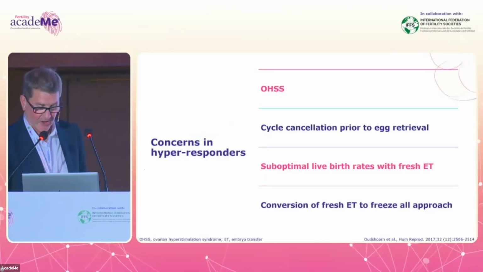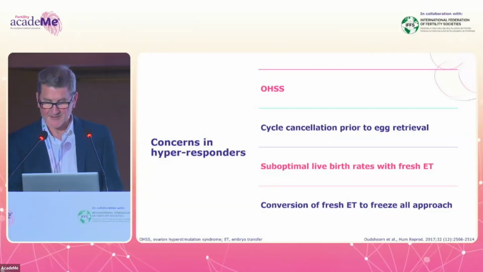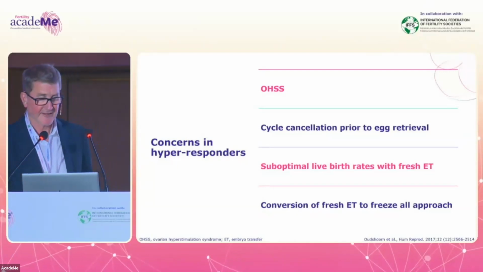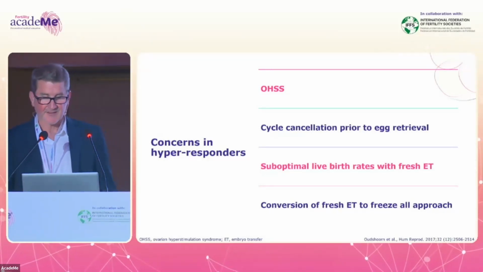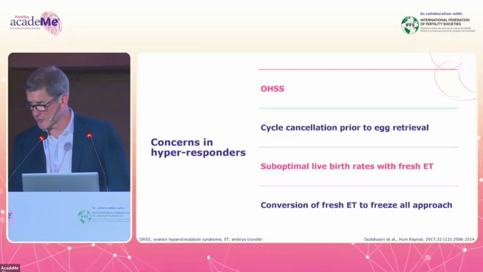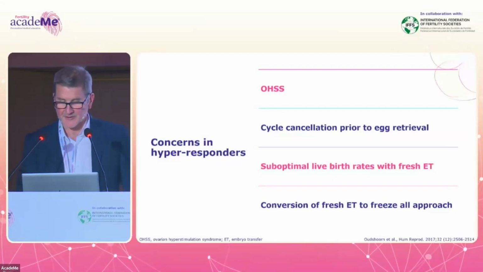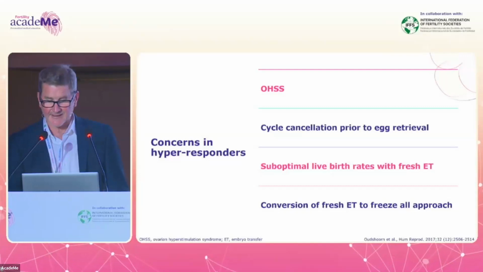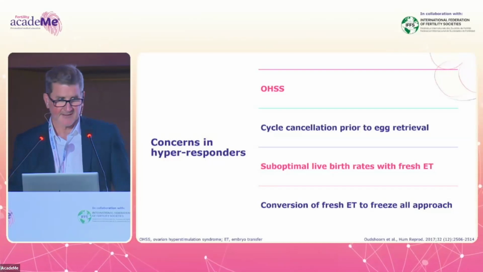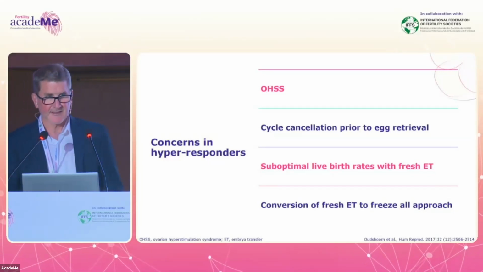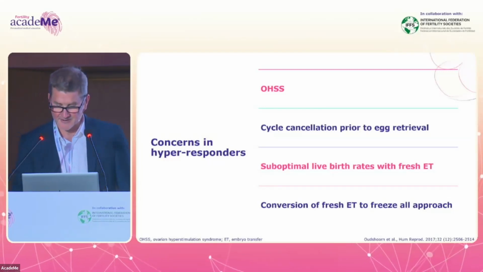So what are the concerns in hyperresponders? Well, first of all, there's a higher risk of ovarian hyperstimulation syndrome, and this is the most serious iatrogenic complication during ovarian stimulation, and it can be life-threatening, and its occurrence ranges from about 3% in normal responders to more than 30% in hyperresponders. There's also an increased risk of cycle cancellation prior to egg collection, and there's a missed opportunity to conceive in that cancelled cycle. There's increased costs as a result of this, and there's increased ART dropout, which can lead to a reduction in the cumulative live birth rate for the patients.